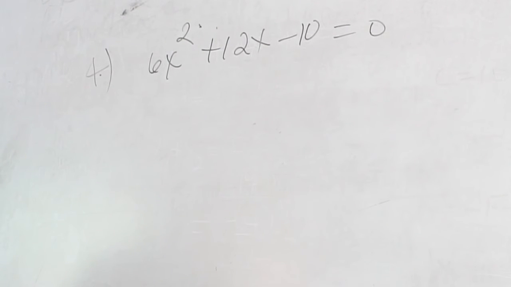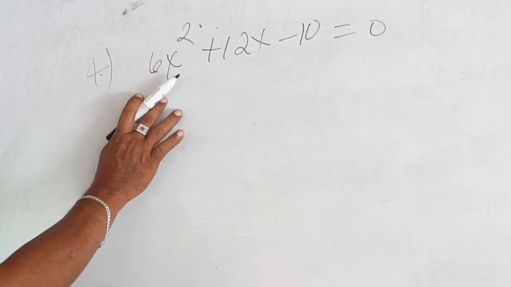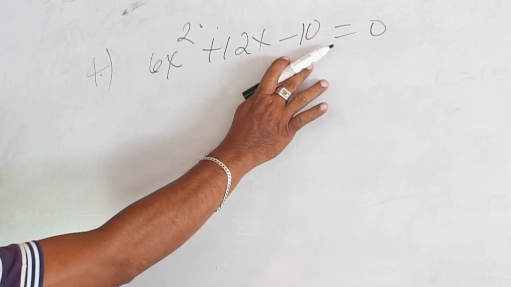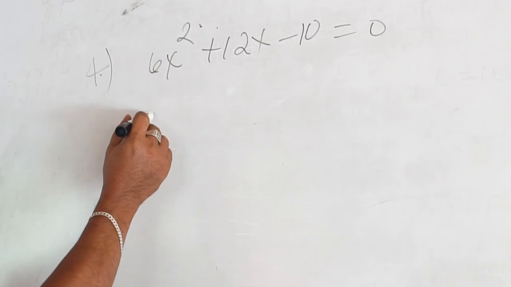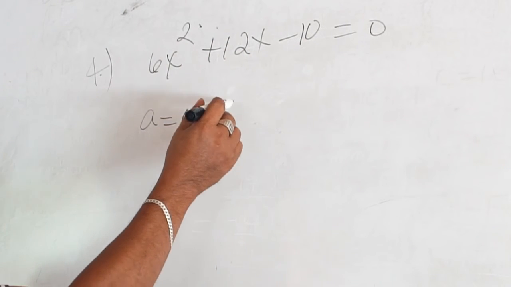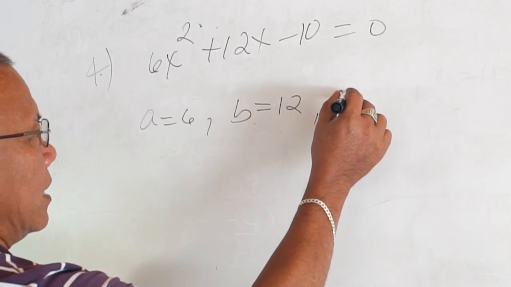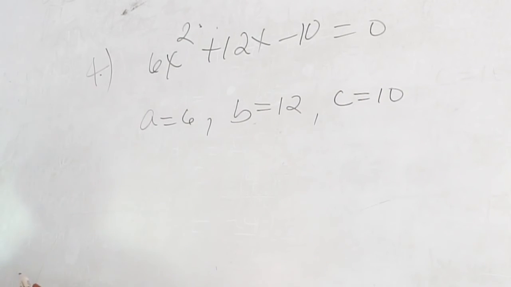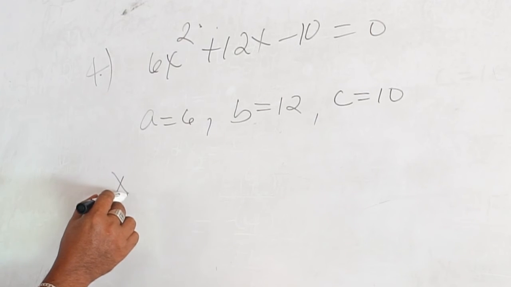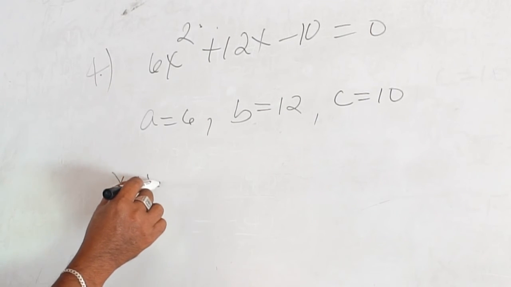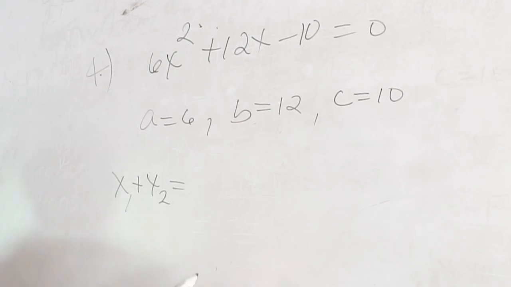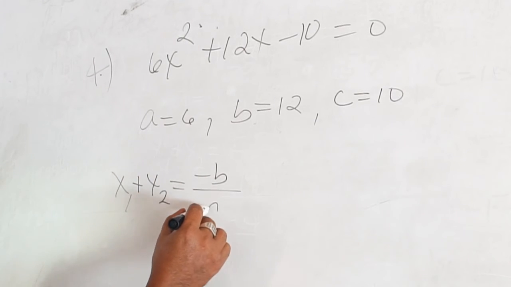Example number 4: 6x squared plus 12x minus 10. The value of a is 6, the value of b is positive 12, and the value of c is negative 10. Then, let us now solve the sum of the roots. We have x sub 1 plus x sub 2 equals negative b over a.